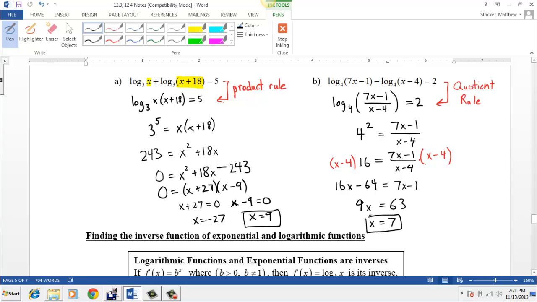Skip some steps there. I got all the x's on this side, so when you subtract 7x, you get 9x. When you add 64 to this side, you get positive 63, and then we divide by 9 to get 7. Is 7 an okay answer? When I plug 7 over here, I get 48, which works. If I plug 7 in here, I get 3, so both of those are positive inputs into the log, positive arguments.